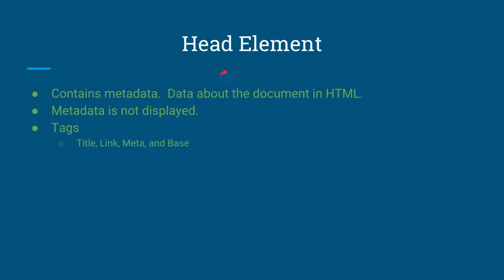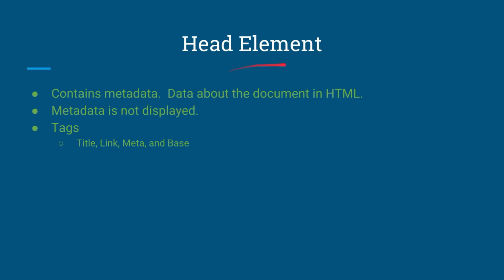Next, let's discuss the head element. The head element contains metadata, which is data about data, or in this case with the HTML, it's data about the HTML document. Metadata is not displayed to users. It's not anything that you're going to see inside of the browser. It's just information or data for the browser to use to load up the page in the way that you want it loaded, or connect to other pages that you want connected.